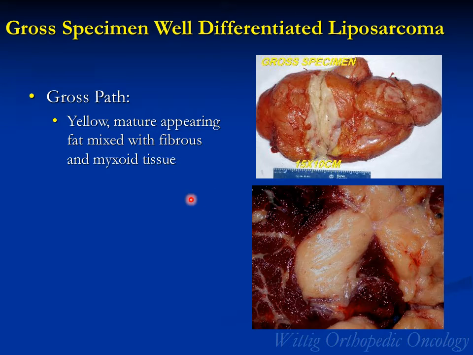Again, gross specimens of well-differentiated liposarcomas. You should see yellow, mature-appearing fat mixed with fibrous and myxoid tissue. And this is a higher power view or a close-up, and just fatty tissue. It can be infiltrative into the muscle.